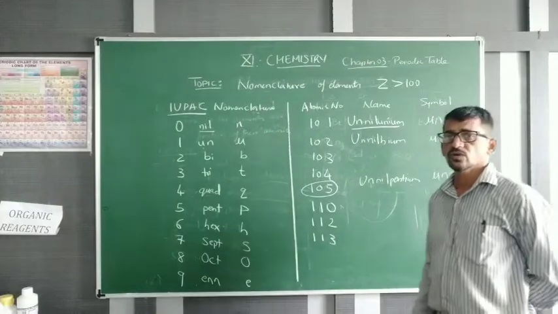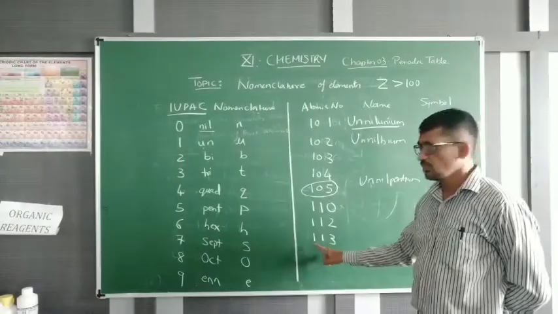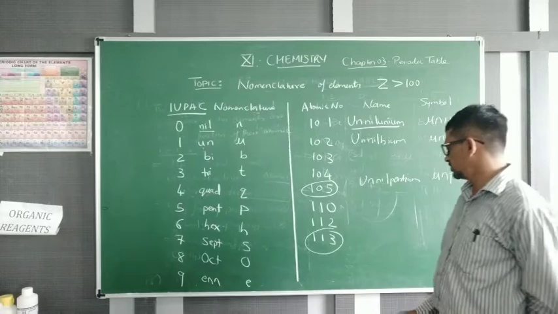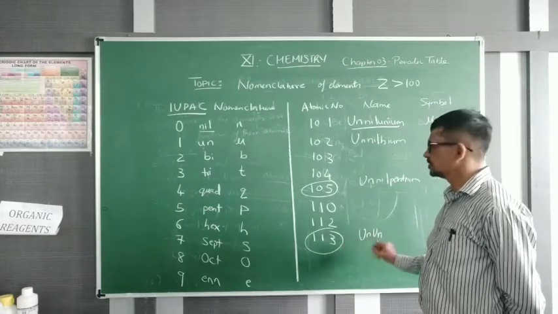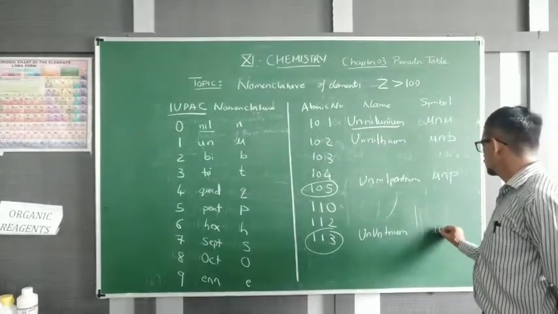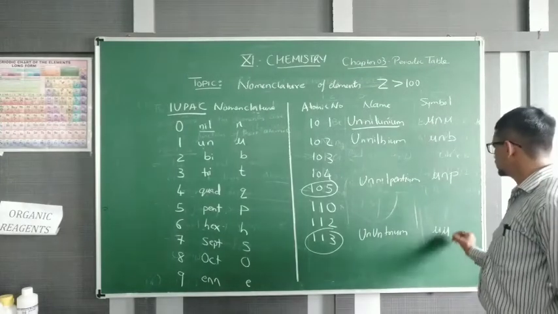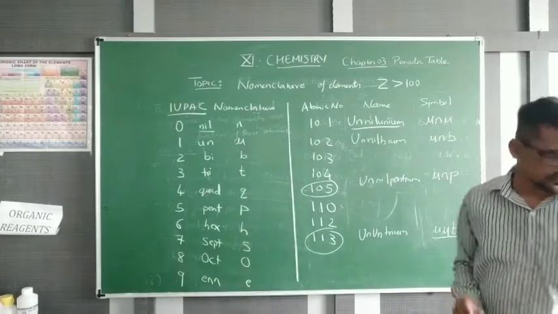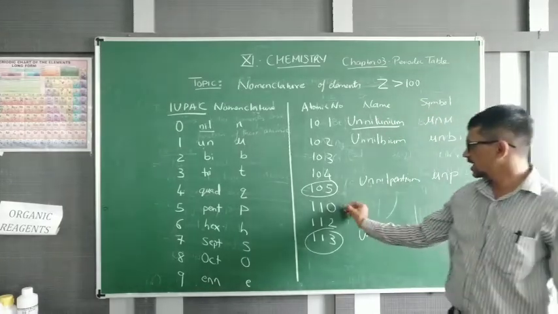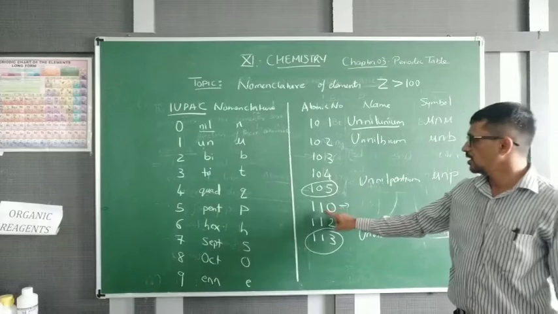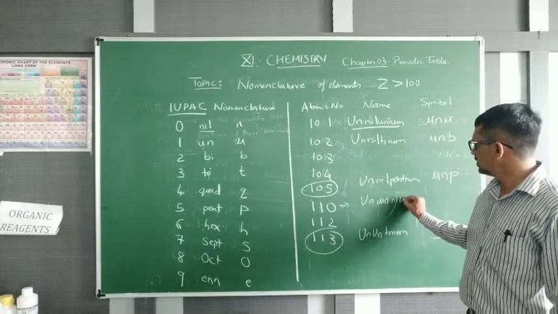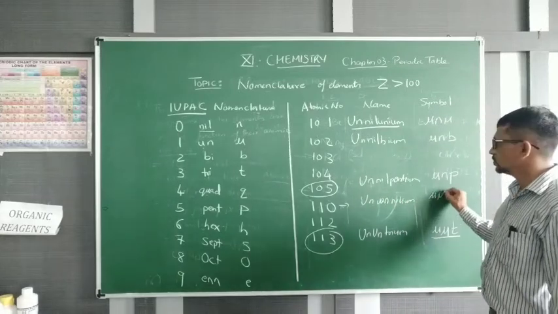We can write up to 118, but we take the example of 1, 0 and 3, so 103. So it is un, nil, 3 means trium. Unniltrium. Symbol is U, N, and trium means it is T. So in this way you can do nomenclature, and this is the abbreviation and symbol. Similarly, last is 110, then un, un, nilium. So you can write U, U and N.